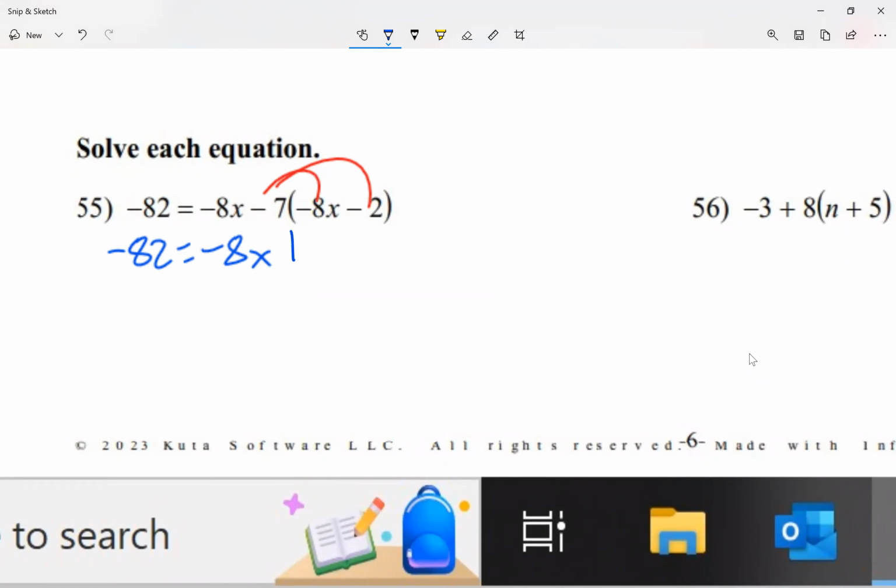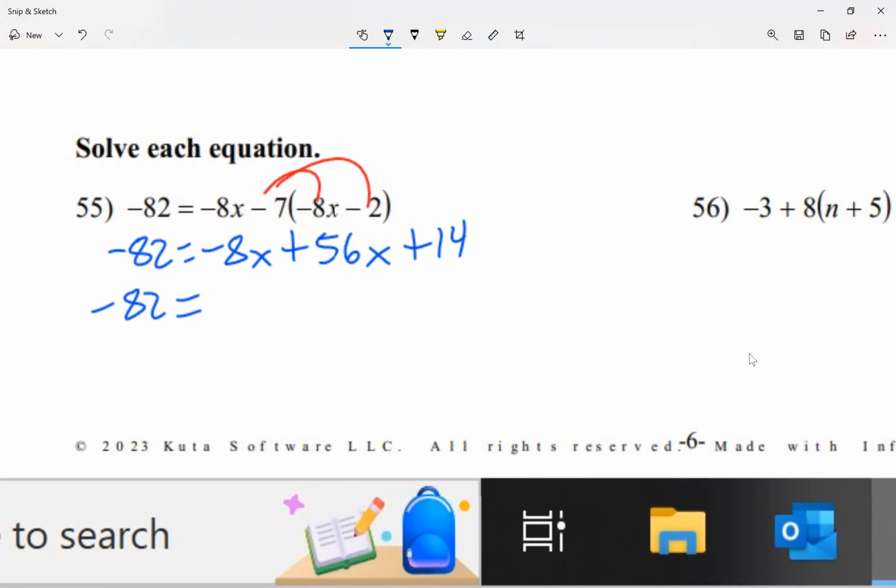So that's going to give me positive 56x plus 14. Don't forget the negative times a negative is a positive. There, so there's my equal sign. On the left side, I just have a -82.